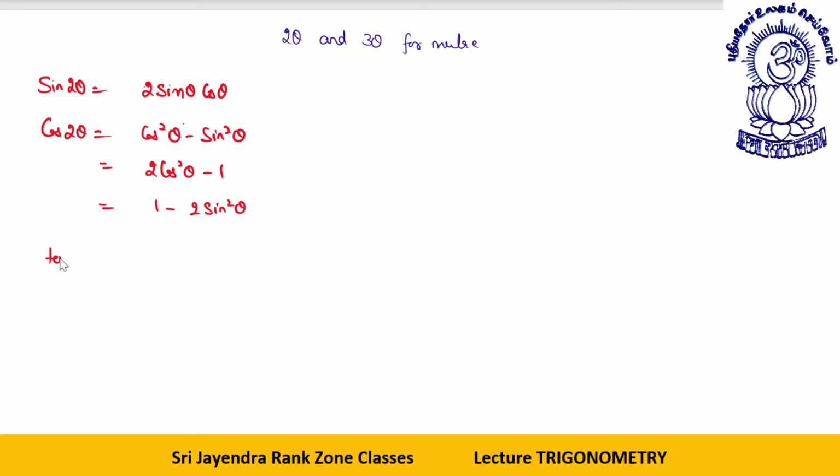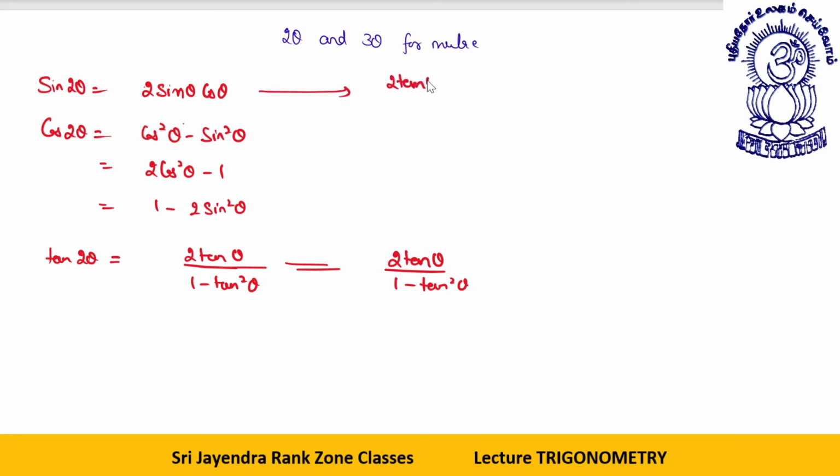Then comes tan 2 theta. Tan 2 theta is 2 tan theta upon 1 minus tan square theta. I am writing this formula again because I will be expressing each of the formulas in terms of tan also. Sine 2 theta in terms of tan is 2 tan theta upon 1 plus tan square theta. Cos 2 theta in terms of tan theta is 1 minus tan square theta upon 1 plus tan square theta.